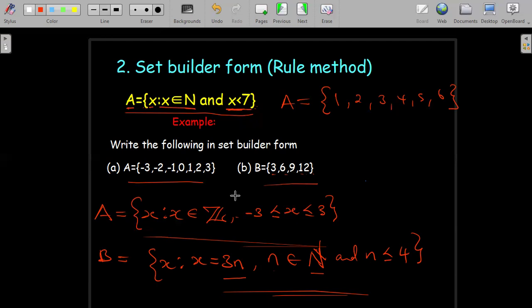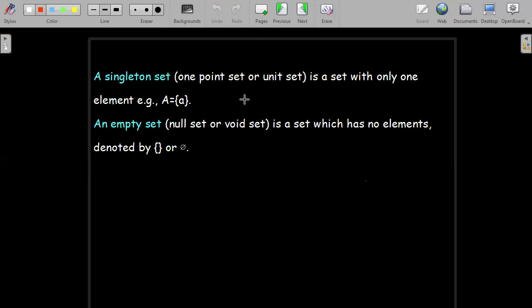Okay. All right. So if there are no further questions, then we move on to looking at these definitions before we come to the close of today's lesson. Let's define this here. A singleton set, or one-point set, or unit set in other terms, is a set with only one element. So for example, A contains only a single element, like that one. A contains only one A, then it's called a singleton set.